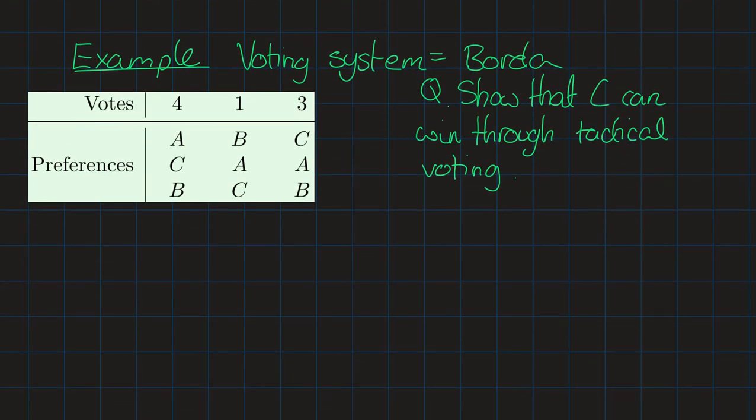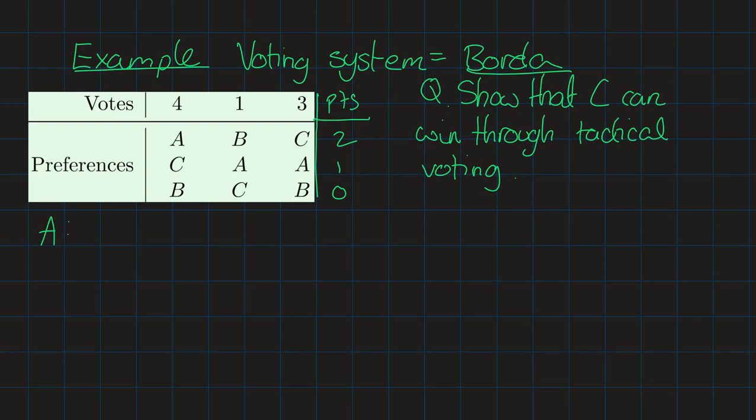Here's an example right here. The voting system is the Borda voting system. Here's the voting profile, and the question is, show that C can win through tactical voting. So the first thing you need to do is work out, well, who wins currently? If you remember how the Borda voting system works, you assign points based like this.